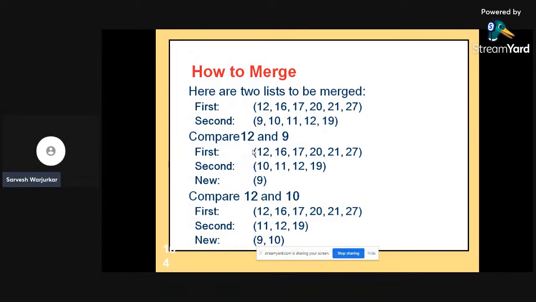Two lists: on the left we have 12, 16, 17, 20, 21, 27, and on the right 9, 10, 11, 12, and 19. Compare 12 and 9. We get to know 12 is greater than 9, and 9 comes first, since we are sorting in ascending order. So we are now going to take 9 out of the given input.